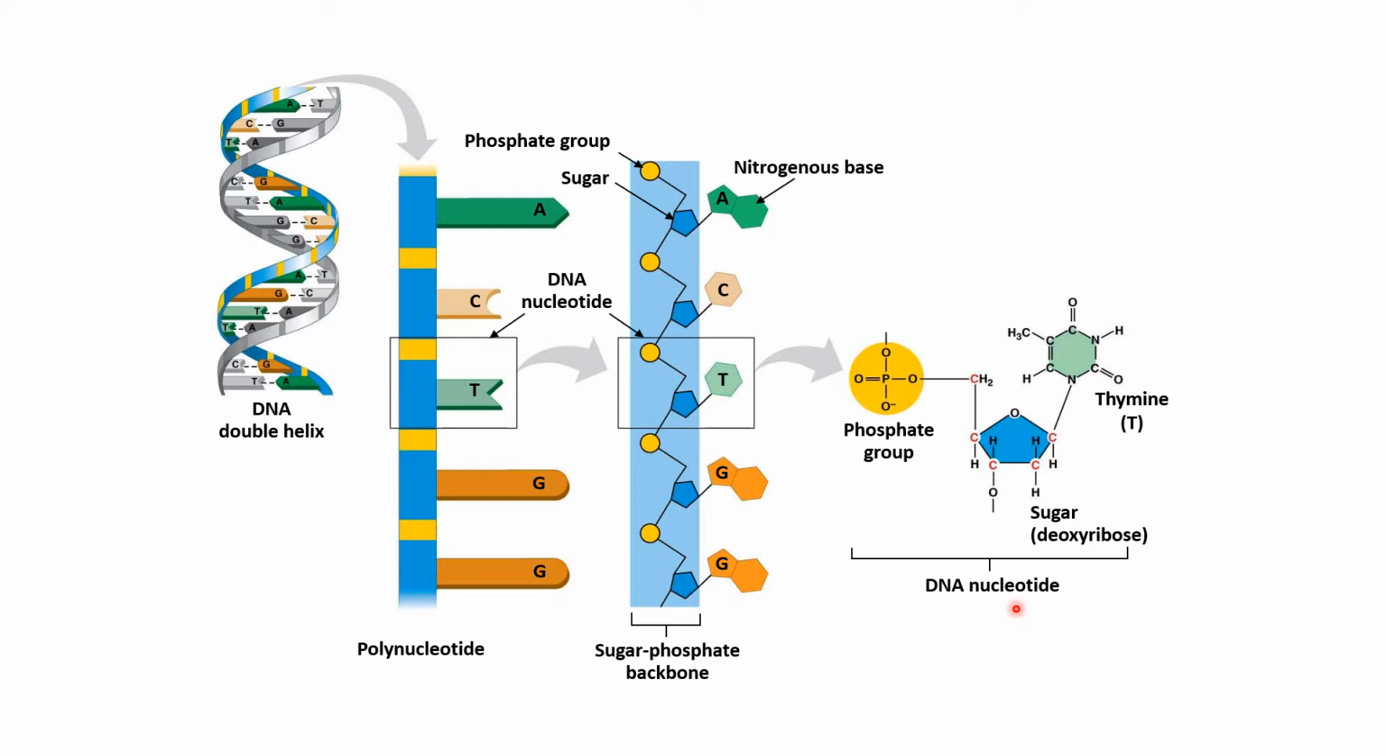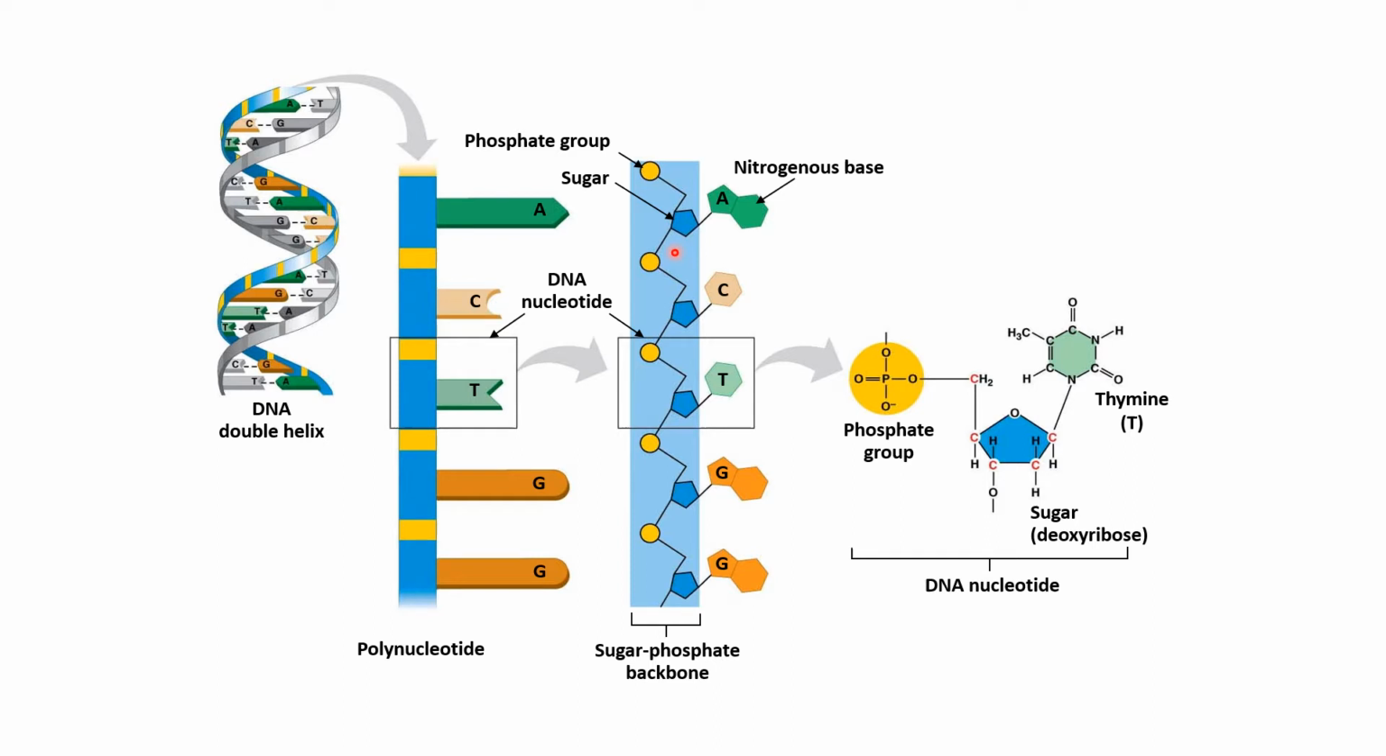Now, does your DNA contain only one nucleotide? Of course not. It's made up of several of these nucleotides. That's why we say poly. Poly meaning many. So if you look at the DNA strand right here, we say that these strands make up the backbone of your DNA. So we have two backbones right here.